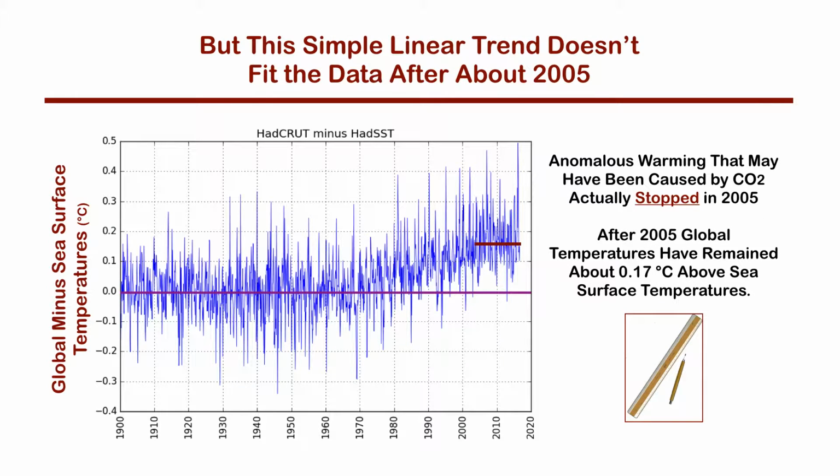the anomalous warming, the actual data, doesn't fit the linear trend that is supposed to be indicative of CO2 warming. This simple linear trend doesn't fit the data after about 2005. In fact, the anomalous warming that may have been caused by CO2 actually stopped in 2005. After 2005, global temperatures have remained about 0.17 degrees centigrade above sea surface temperatures. The difference between global temperature and sea surface temperature, that is to say, the possible effect of CO2 and other greenhouse gases, has remained constant since 2005 at about 0.17 degrees centigrade.